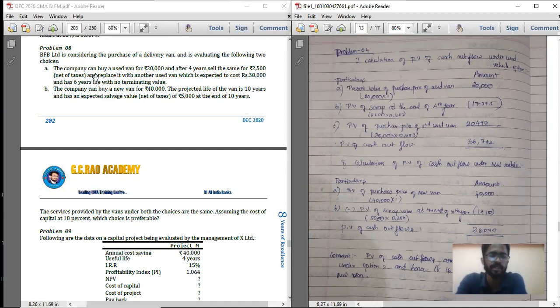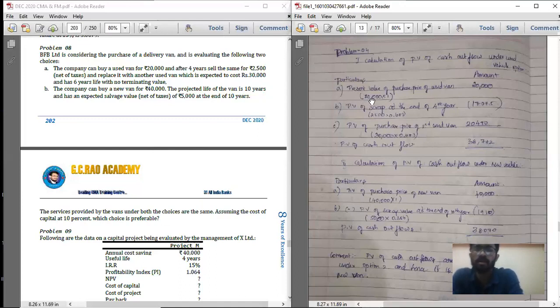What is the first outflow? The company can buy a used van for 20,000 today. So 20,000 rupees you are expending today. So small a, present value of purchase price of the first used van.